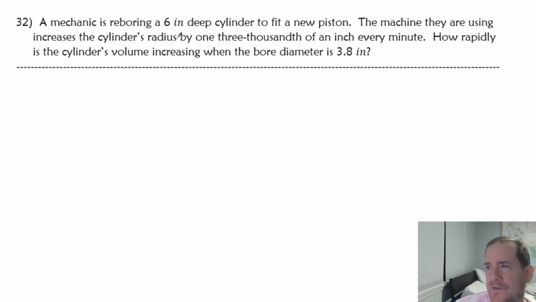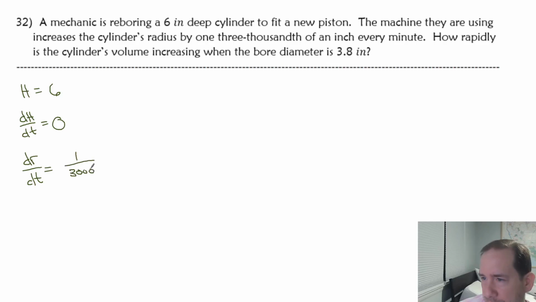So it says a mechanic is reboring a 6-inch deep cylinder. So it sounds like they just told me that the height is 6. And because of all the stuff I said, I know that dH/dt, that height isn't changing because of the way this problem is working. So that's 0. It says the machine they're using increases the cylinder's radius by 1/3000th of an inch every minute. So sounds like they're giving me the rate of change of the radius, dr/dt. And it's crazy slow. It is 1/3000th of an inch per minute.